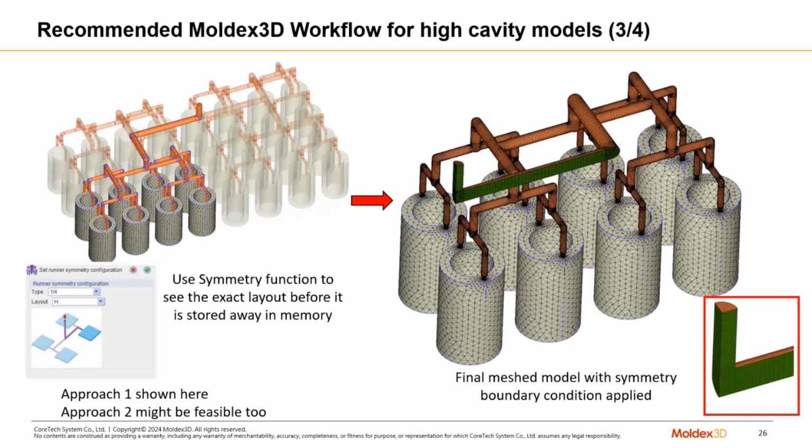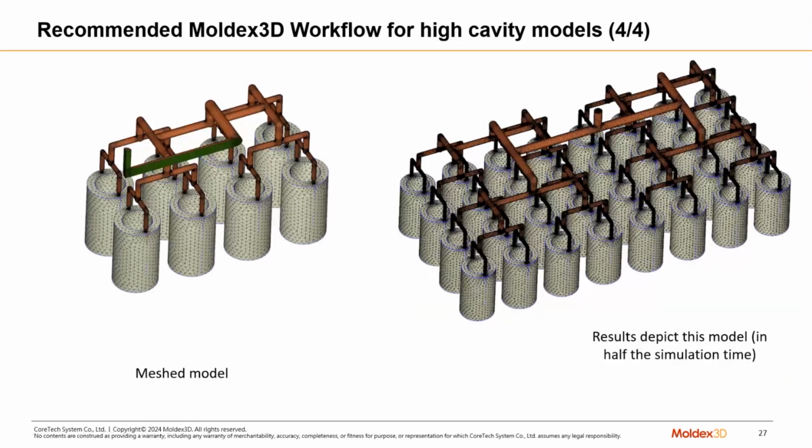Then use the symmetry function to see the exact layout before it is stored in memory. Approach 1 is shown here; approach 2 might be feasible too. We are just looking at approach 1 out of the 2 meshing approaches we did. And this is how the mesh looks. You can see that the mesh inside the runner system is all hexa, so we know that it's highly accurate. This is the mesh model, and results depict this model in half the simulation time. Results are still depicted on this, but we are actually running simulation on this, and it's just creating a copy of this exact one.